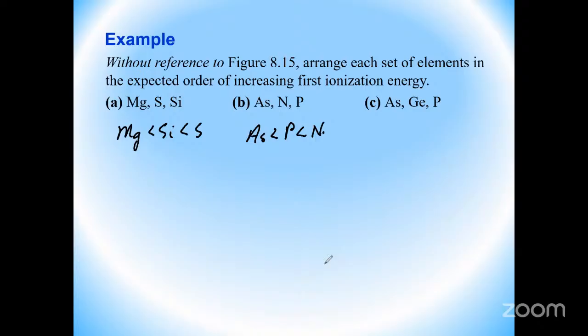Okay, and then we get to see arsenic, germanium, and phosphorus. Okay, let's see. So arsenic is there, germanium is to the left of it, and phosphorus is above. So of these three, which would you expect to have the lowest first ionization energy? I would say germanium because germanium is to the left of arsenic, followed by arsenic, and then phosphorus. Exactly. Okay. So that's how that will be done.